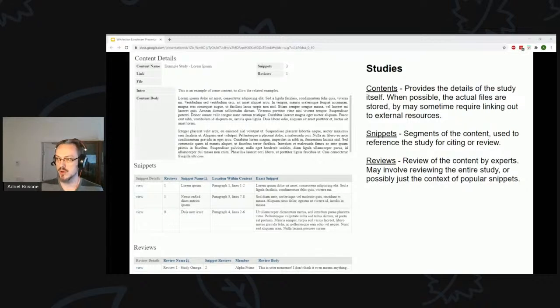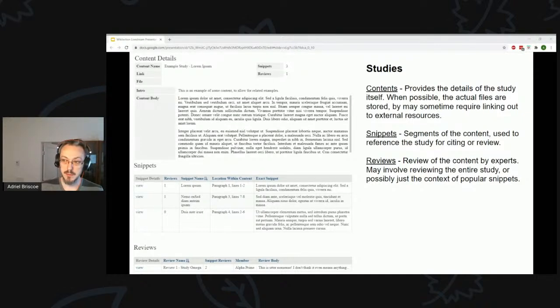The content is then broken down into snippets, and snippets are the smaller pieces of content that you can reference, and you can have any level. So you can have an entire paragraph or a page be a snippet, and then within that you can have smaller snippets where it's just one or two lines. And then with both of those together, the full content itself and the snippets, you can have a review of that content by experts.